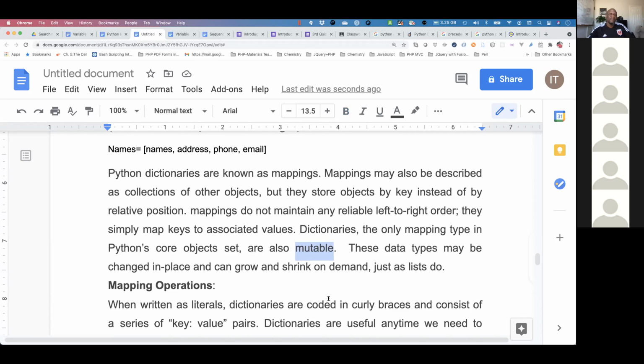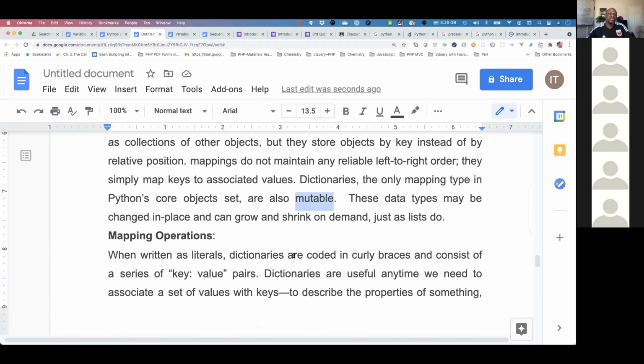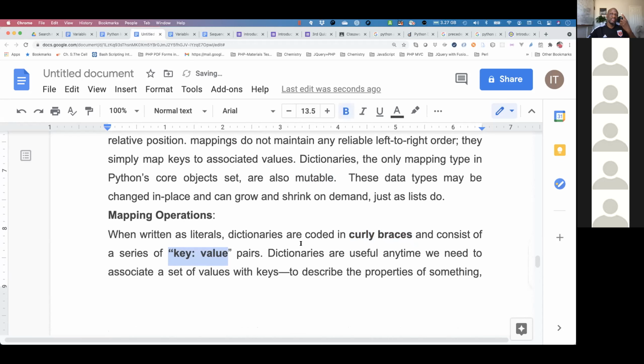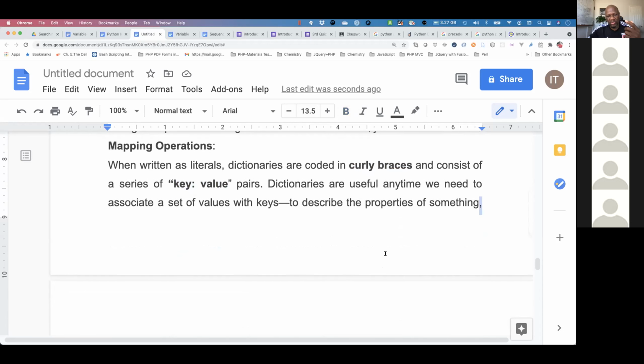Okay? Now, when written as literals, dictionaries are coded in curly brackets or braces, and consist of a series of key value pairs. Okay? Dictionaries are always used anytime we need to associate a set of values with keys to describe the properties of something. Okay? Now let me remind you one more time.